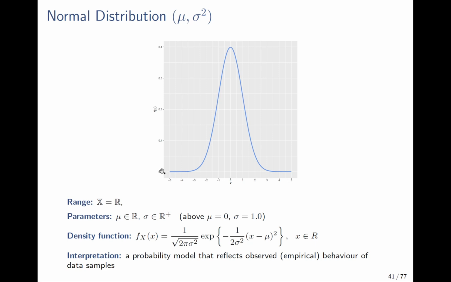And it has this shape. It's a kind of bell-shaped symmetric distribution. Its support is the real line.